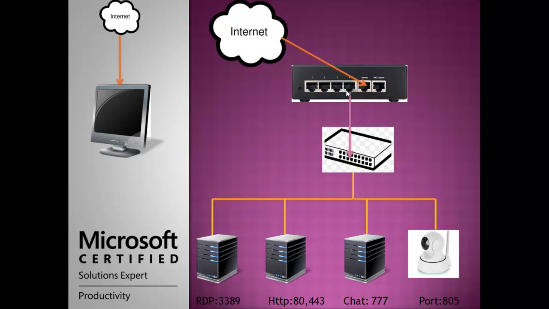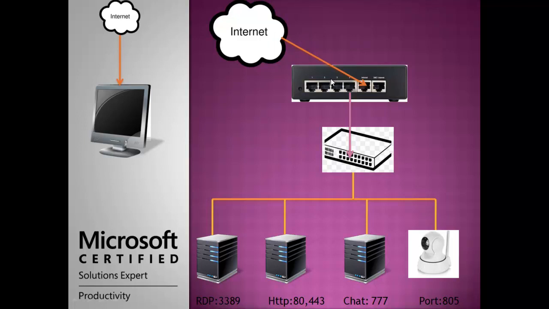That means you will type the IP address, and it will go to the router, and the router will say, okay, you need 805. It has a configuration and knows that port 805 has to be forwarded to 1.1.1.4.